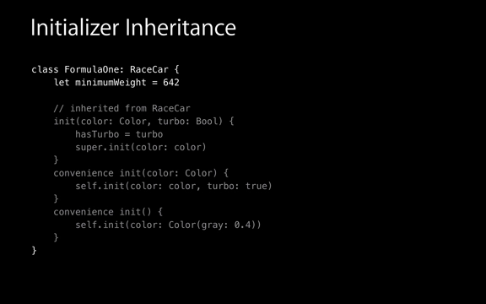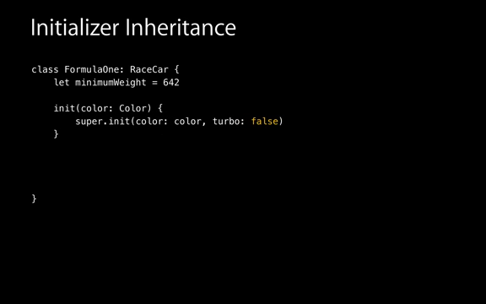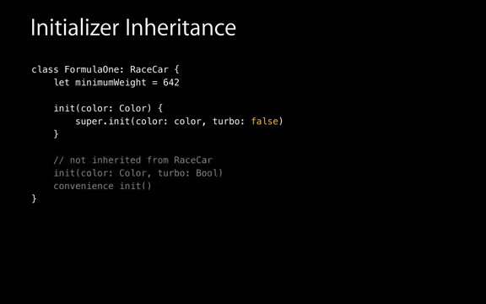Now, if we did this in this particular case, we'd have a problem because one of the convenience initializers we've inherited sets the wrong value for turbo. Formula One race cars aren't allowed to have a turbo by regulation, and so this wouldn't be appropriate in this case. So instead, we'll define our own initializer here. Now it's a designated initializer because it calls super and passes that turbo value of false. And because we provided our own initializer, we don't inherit those other convenience initializers or the other designated initializer.